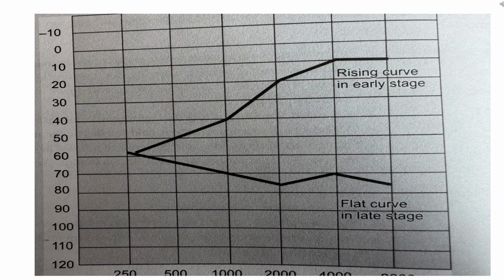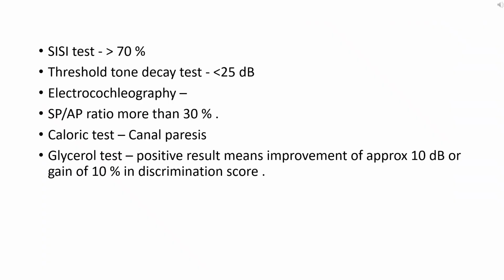So here it is, a classical audiogram picture of a patient of Meniere's disease. On the y-axis, sound intensity in decibel is plotted, and on the x-axis, sound frequency in hertz is plotted. Here we can see a rising curve in early stages of the disease and a flat or declining curve in the late stages. Okay, so that is the characteristic of Meniere's disease in audiogram.